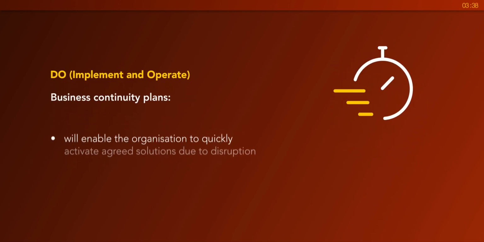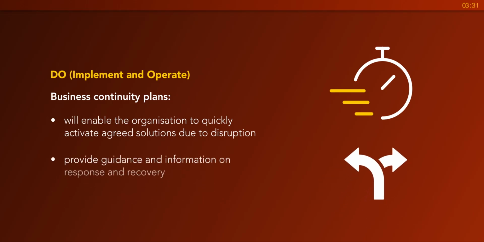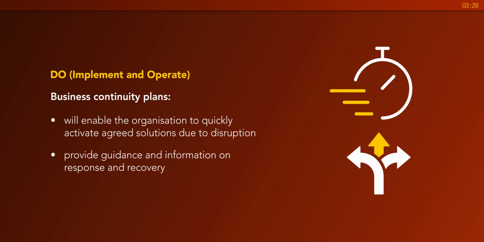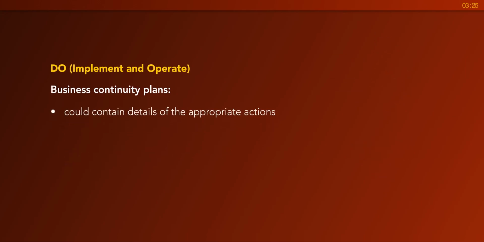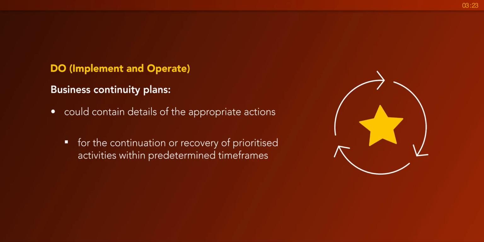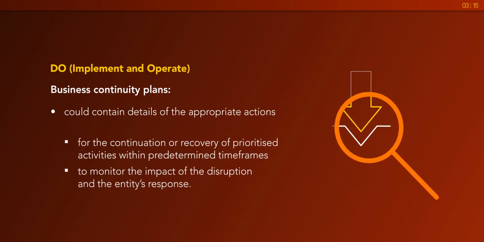Business continuity plans will enable the organisation to quickly activate agreed solutions due to disruption, provide guidance and information on response and recovery, could contain details of the appropriate actions for the continuation or recovery of prioritised activities within predetermined timeframes, and to monitor the impact of the disruption and the entity's response.